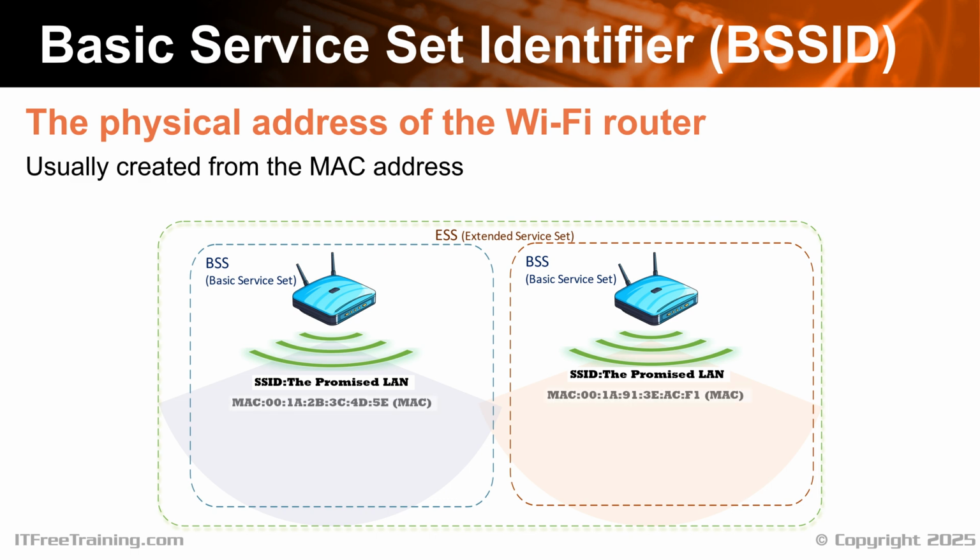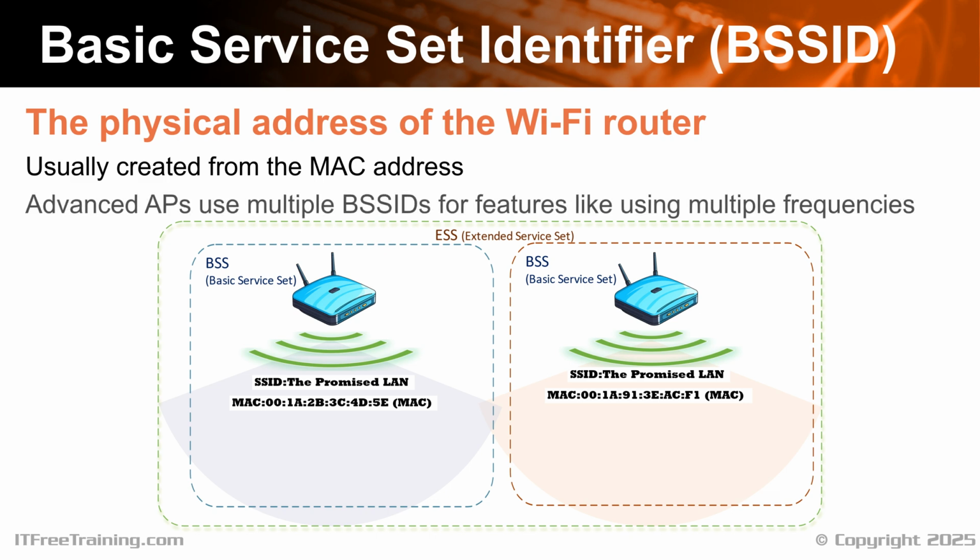In order to do this, each access point will generate a BSSID. This allows the device to simply send data to the access point it wants to use by using the appropriate BSSID. Some advanced APs may use multiple BSSIDs for features such as using multiple frequencies. When this occurs, the access point will create a second MAC address. How this is done is up to the manufacturer of the device. Some manufacturers may simply add 1 to the MAC address, while others use different methods to create a second BSSID.